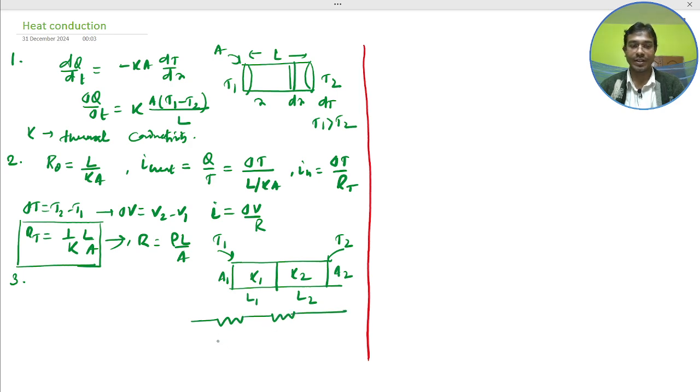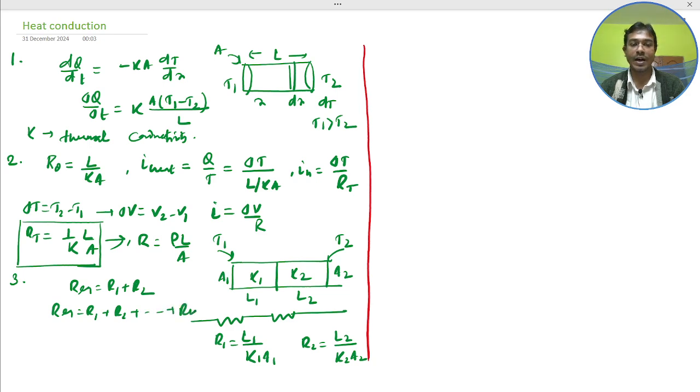In your resistance, here R1 equals L1 by K1 A1, and R2 equals L2 by K2 A2. This formula we just apply. So R equivalent is R1 plus R2 in series. So equivalent thermal resistance would become R1 plus R2 plus dot dot plus Rn.